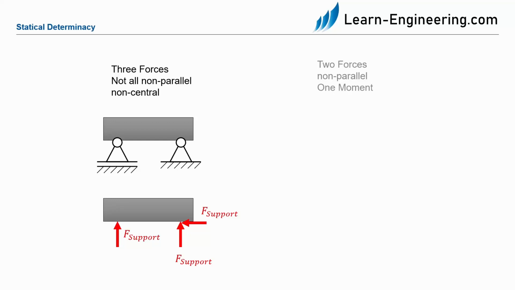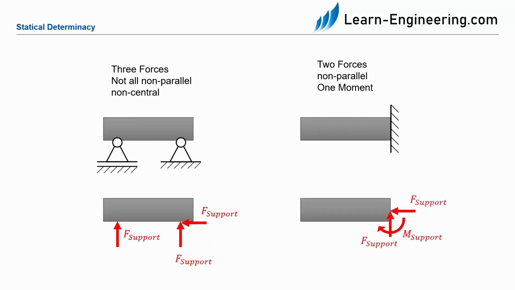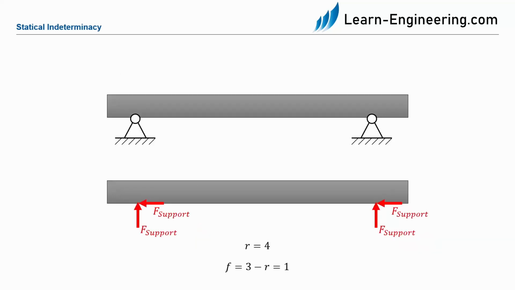The other variation is that through support reactions we have 2 forces and 1 moment. Again, the 2 forces must not be parallel. This is what we have, for example, with a body with a fixed support as shown here. In the free body diagram, we now see that we have 2 forces and 1 moment at the position of the fixed support. Thus, this body is also statically determinate. The static determinacy depends only on the supports and not on the load.